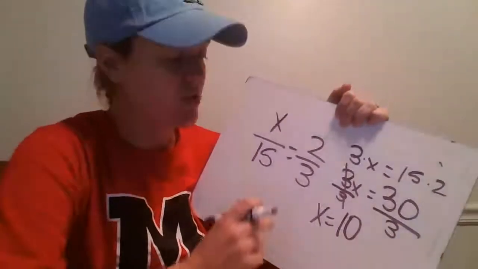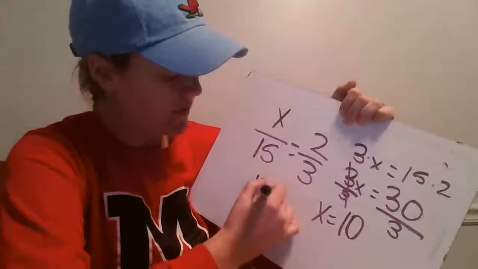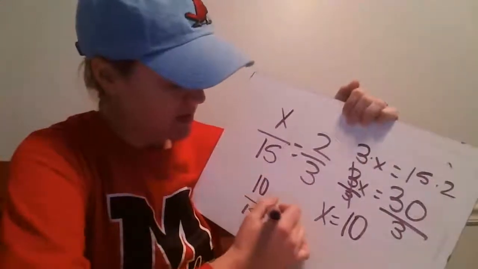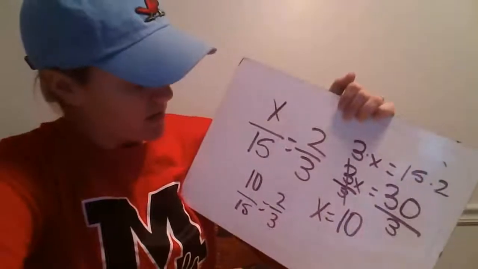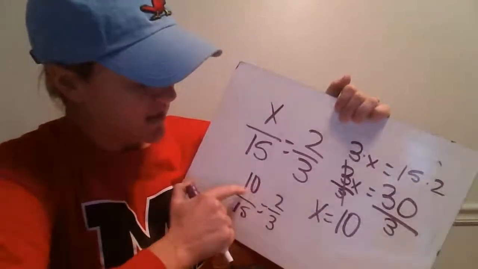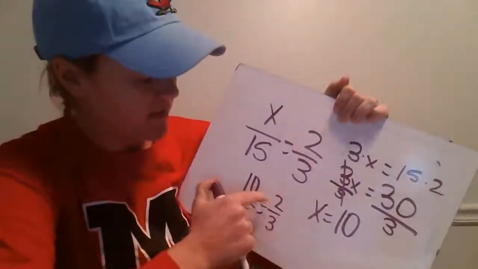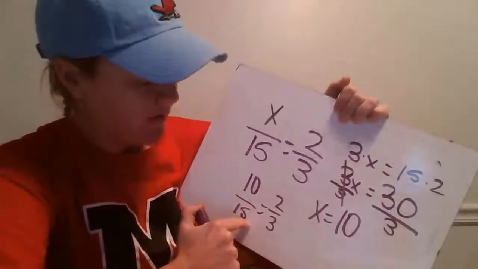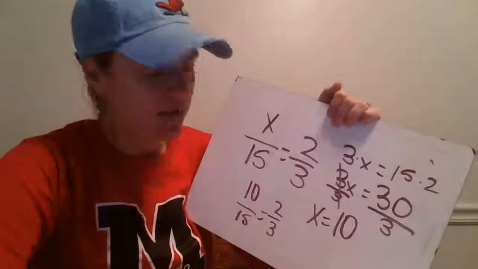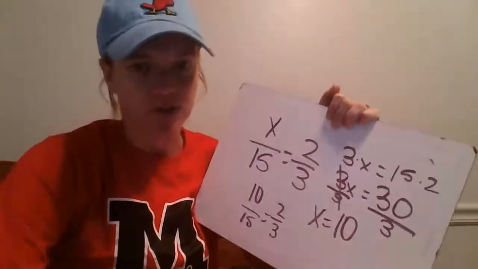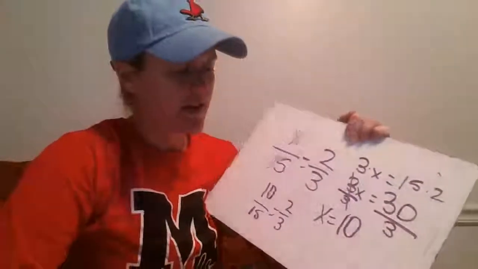Okay? And to check that, we can put 10 over 15 equals 2 over 3. To get 2, I can divide by 5. I do 10 divided by 5 is 2. 15 divided by 5 is 3. So we know that 10 over 15 and 2 over 3 are equal proportions. Okay? Now, let's look at the next one.